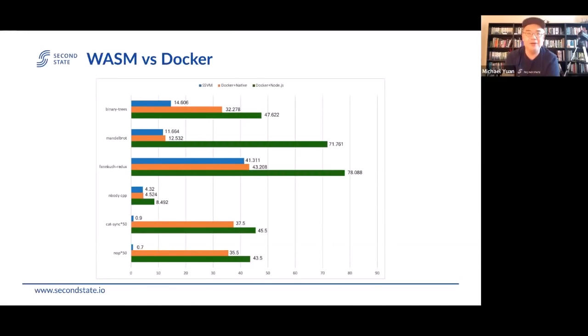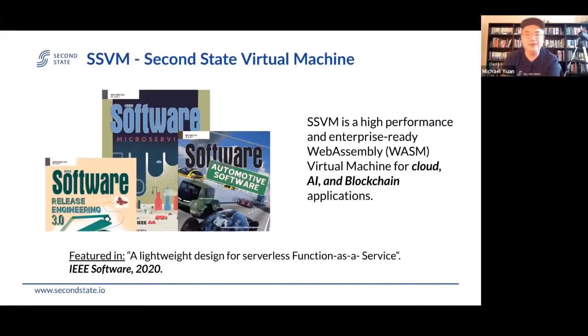So that allows WebAssembly to have even higher performance than native code. One of our requirements is that it be as fast as native machine code, right? But you can see from those benchmarks, the WebAssembly bytecode with AOT compilation is actually better. That's a very surprising result. Because of this result, we wrote an article that is peer reviewed and already accepted for publication in IEEE Software. It's going to come out this year. It's called Lightweight Design for Serverless Function as a Service. It compares the Second State VM against leading serverless containers, including Docker, Amazon Firecracker, and Google's gVisor plus Docker. So this is a research paper that's already peer reviewed and accepted.